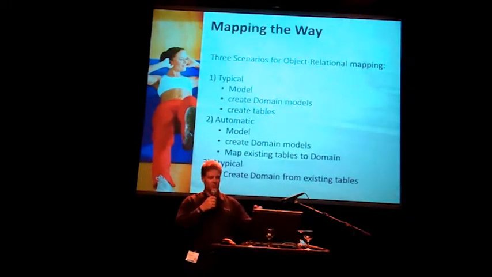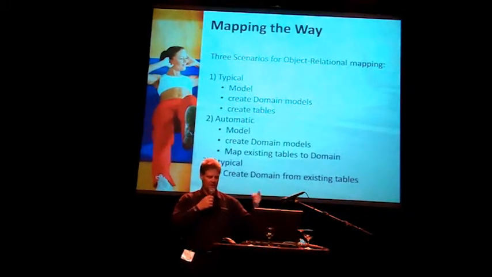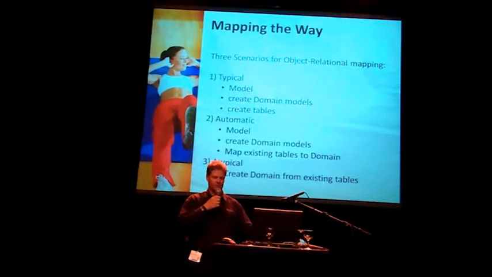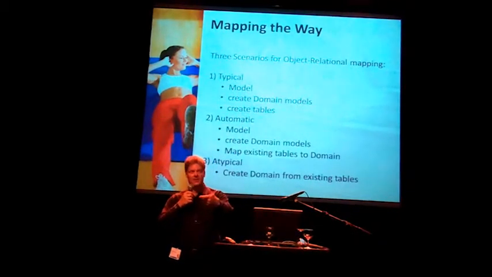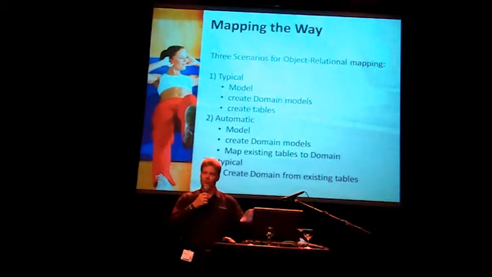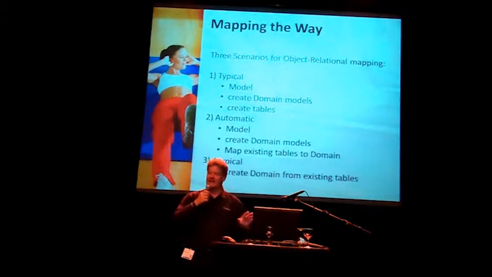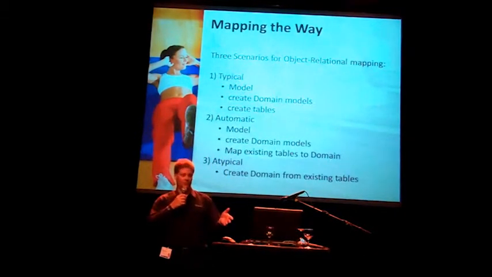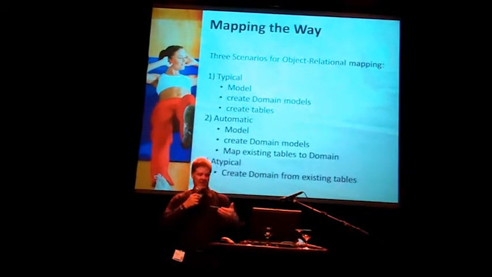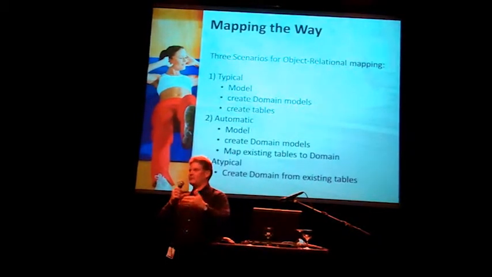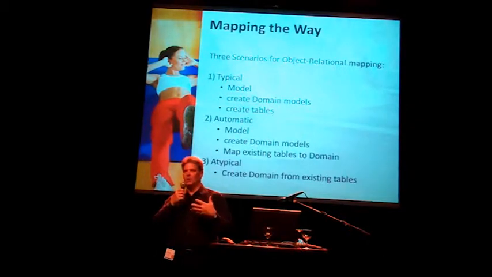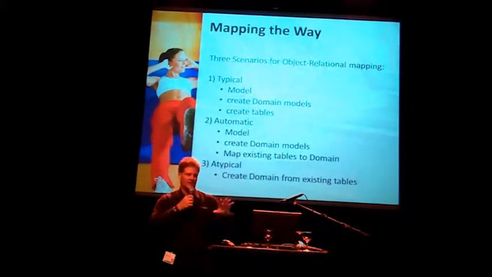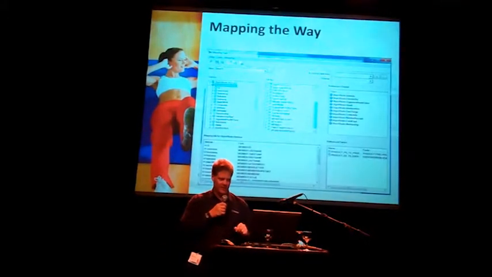But there's other ways in which this can be used. You can model your domain, generate the domain models, and then you can map existing tables. Say you've got a legacy system, you can map existing tables to your domain models. And an atypical way, but it still may be useful in certain circumstances, is that you can generate your domain right from the tables. So you just want to generate objects and pull all this data in to work with it or convert it or whatever. That is an option that you have.